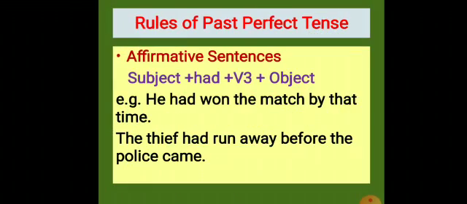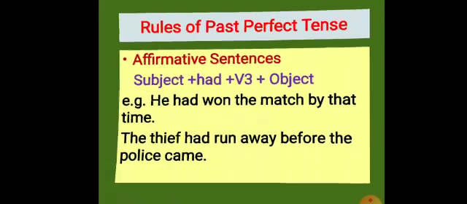So what is the rule of past perfect tense? For affirmative, it is subject plus had plus third form of verb plus object. So past perfect tense is expressed with had plus V3. V3 is third form of the verb. He had won the match by that time. The thief had run away before the police came. So you can see examples of both the situations, conditions where we use past perfect tense.